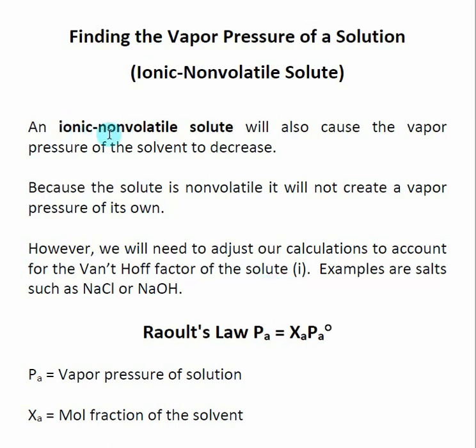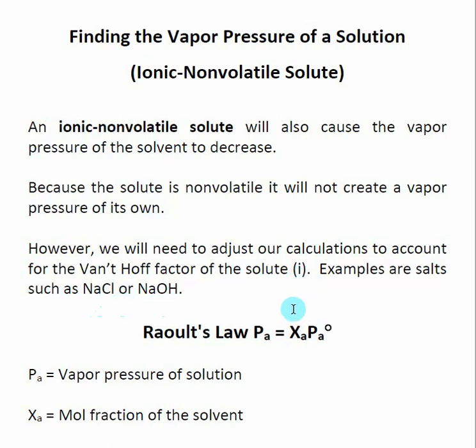Examples of ionic non-volatile solutes are salts like NaCl and NaOH, and we know that these, when they dissolve in water, are going to dissociate to make multiple species. So NaCl is going to dissociate to make Na+ and Cl-, so its i value is going to be equal to 2.